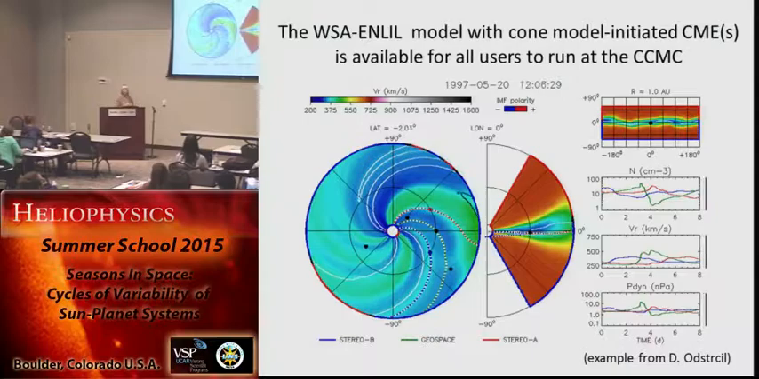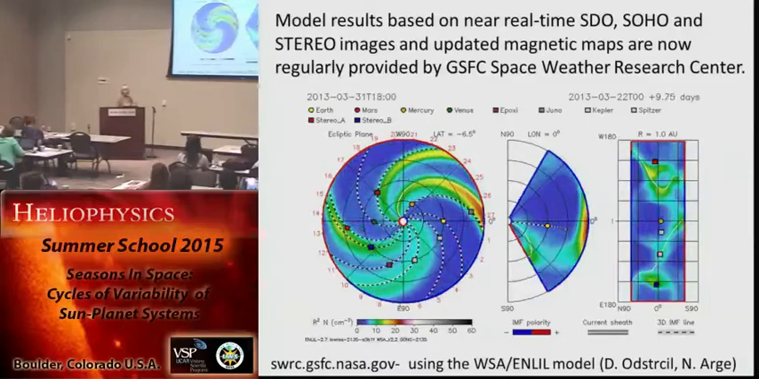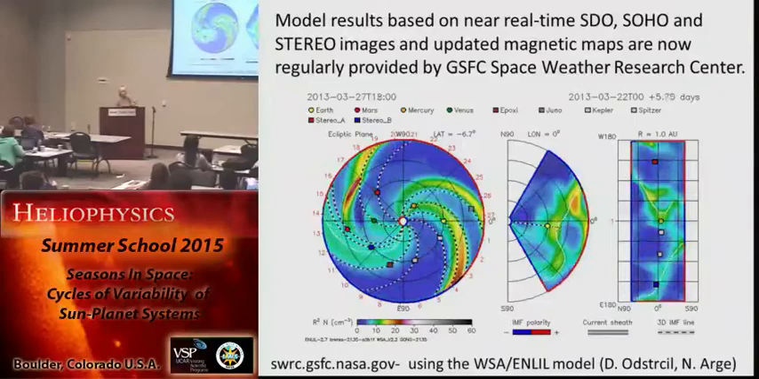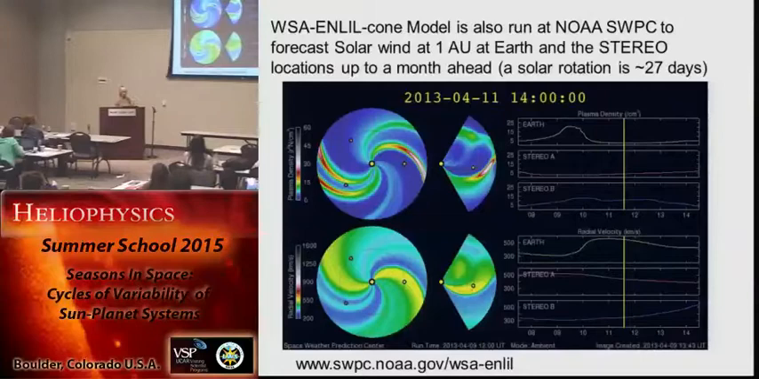And we are learning the value of stereo to that ability daily. So this is just to say that Goddard, in this ISWA site that you played with already, regularly tracks cone model CMEs that they inject on the basis of the coronagraph information. The NOAA Space Environment Center does predictions for ICME impact based on it.